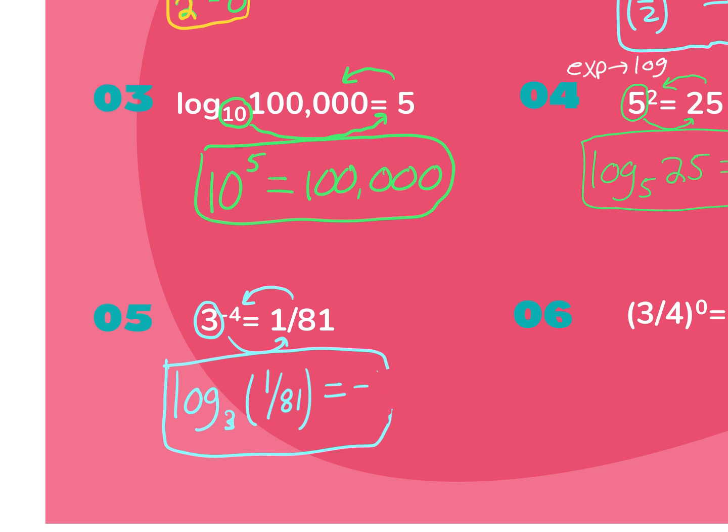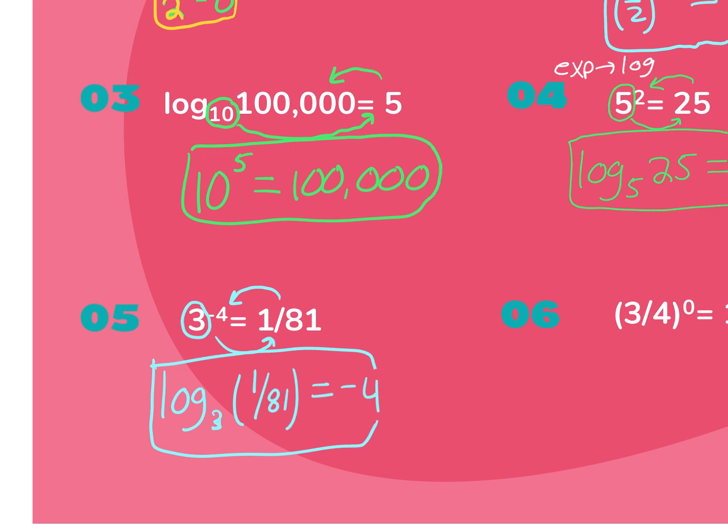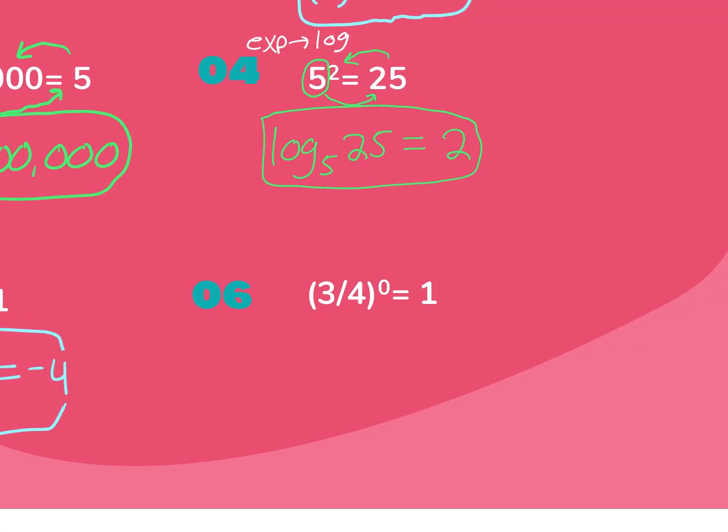Let me actually fit that a little bit better. Equals -4. Do the exact same thing with the next one. So I'm going to take the base. The base in this case is 3/4, so I know that this is going to be log base 3/4 with the little 3/4. Draw the arrow. It's going to be log base 3/4 of 1, and it's going to equal the exponent 0.